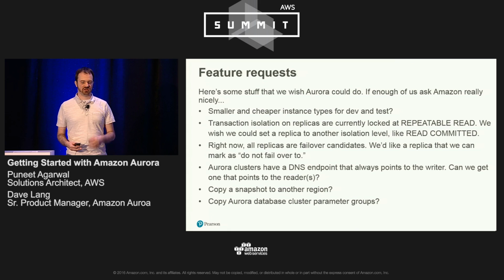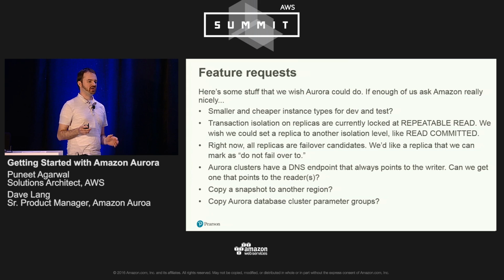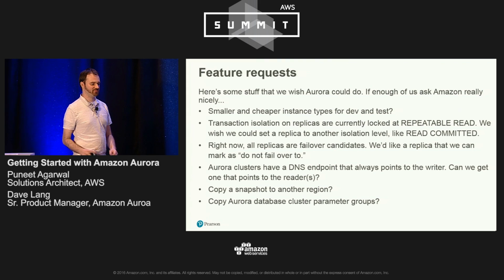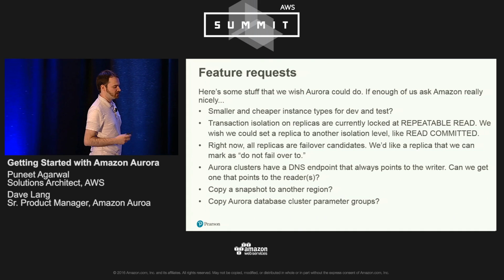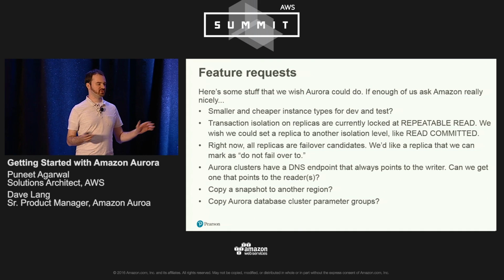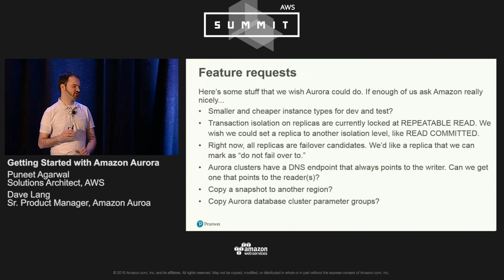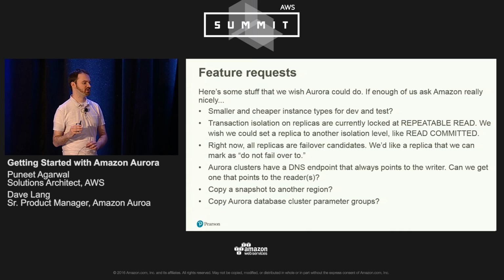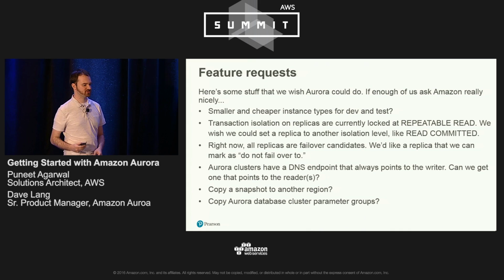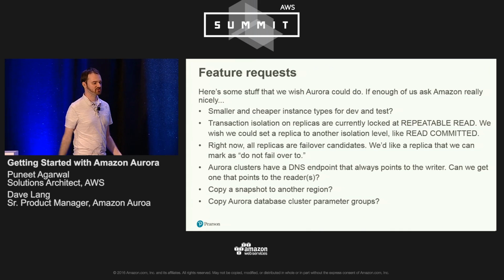Then a couple other ones, like on the replicas, you can't set the transaction isolation level; it's hard-coded to repeatable read. Kind of wish that it wasn't, but it's not a deal breaker for us. And we also wish that we could earmark a replica to be a replica that is not a failover candidate. Right now, the replicas are all potential failover candidates. You can prioritize which ones you want to fail over to first and second and third, but there's still a chance that even your lowest priority replica could be failed over to, and we wish that there was a way to not do that.